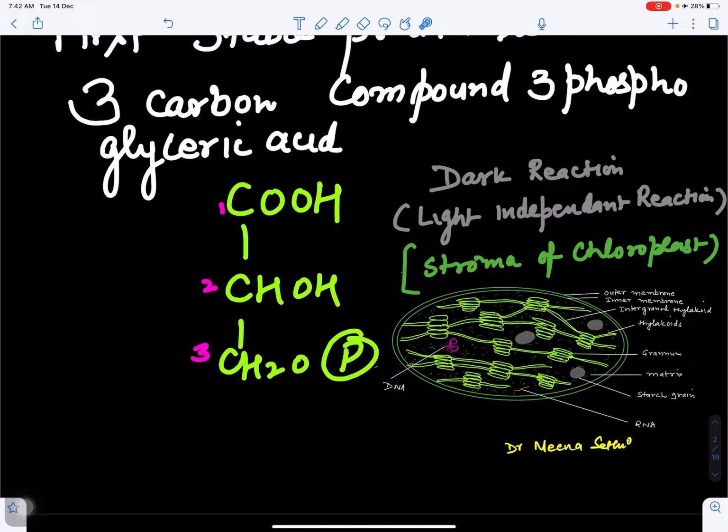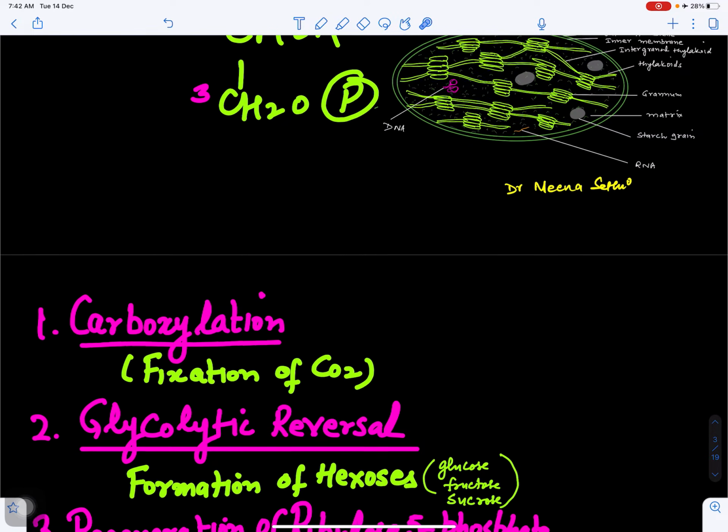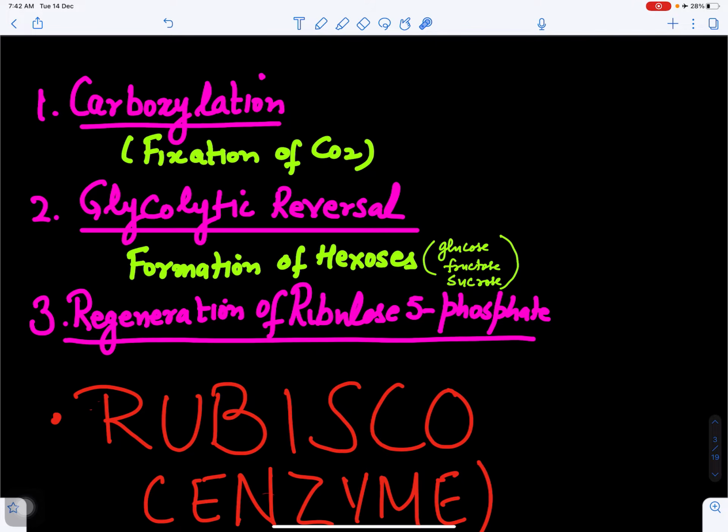Now the light reaction is taking place in the granum part. That we'll discuss in the next video. Now this C3 cycle, or dark reaction, or light independent reaction, how does this occur? This is actually completed in 3 steps. The first step is carboxylation, as the name indicates, which leads to fixation of carbon dioxide. Carbon dioxide will enter the cycle and that will be fixed.